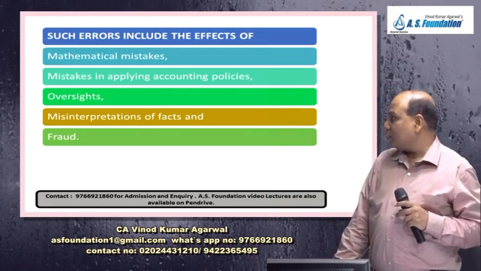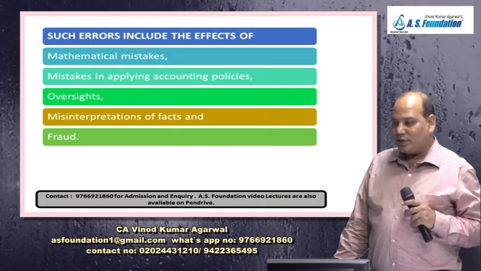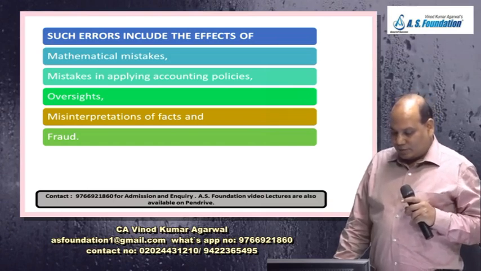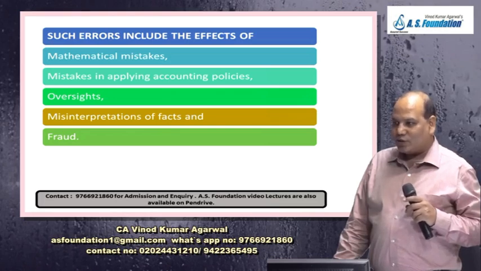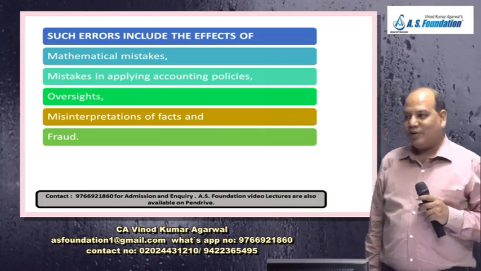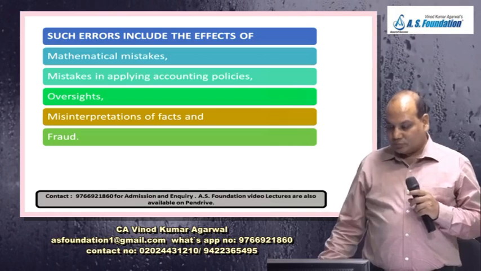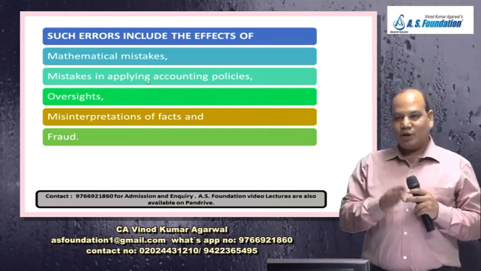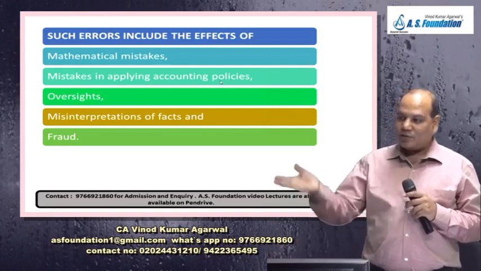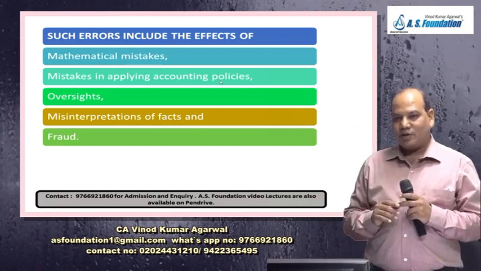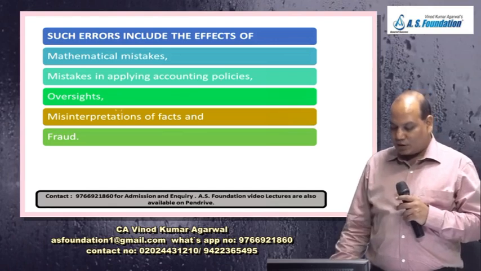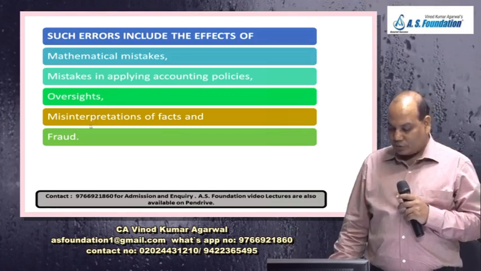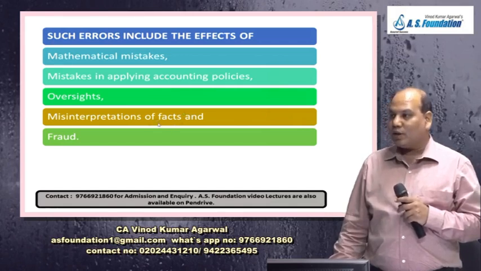Now, examples of why errors are committed. Mathematical mistake: 10 into 10 is 100, but you write 1000. Sometimes you may put a wrong formula in the Excel sheet that you use for doing calculations, especially calculation of depreciation or some other calculations. Then mistakes in applying accounting policies: capital expenditure treated as revenue expenditure, revenue expenditure treated as capital expenditure, research expenditure capitalized. But then the standard will say, no, research expenditure can't be capitalized. Oversight: you have not recorded some information. Misinterpretation of fact: again, you can give the same example. You are not able to interpret whether it should go to capital or revenue.